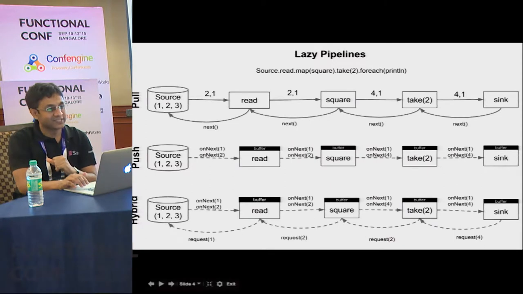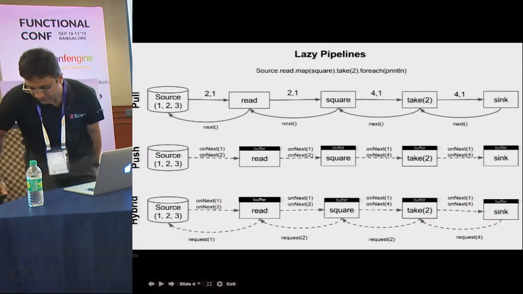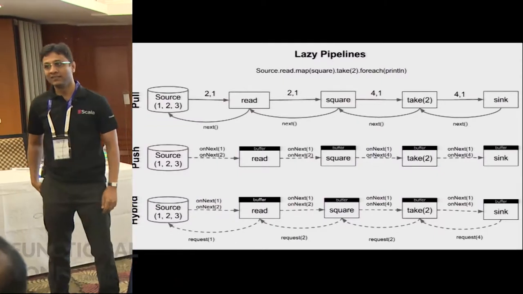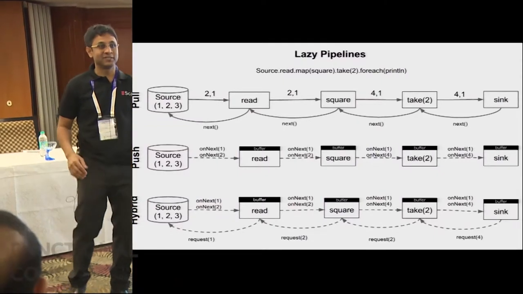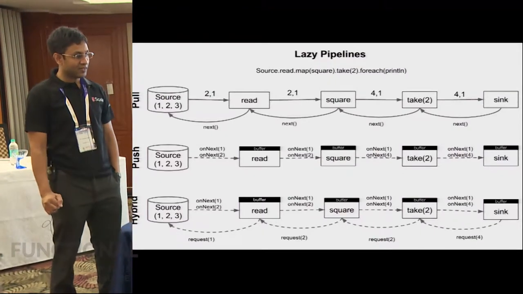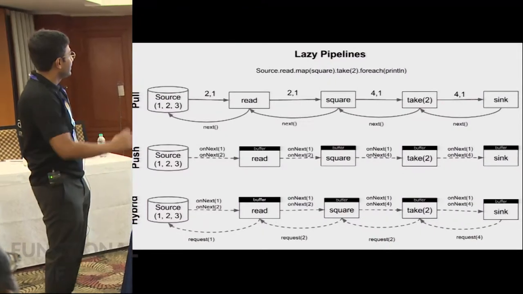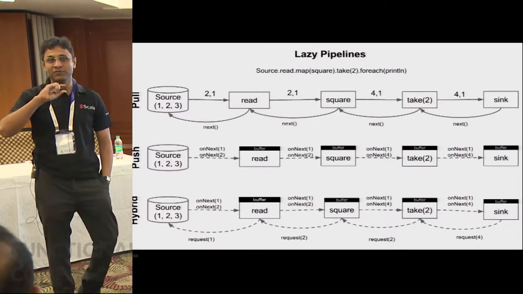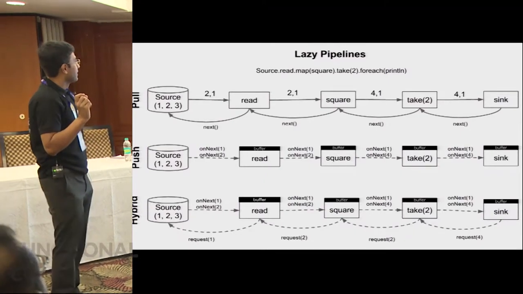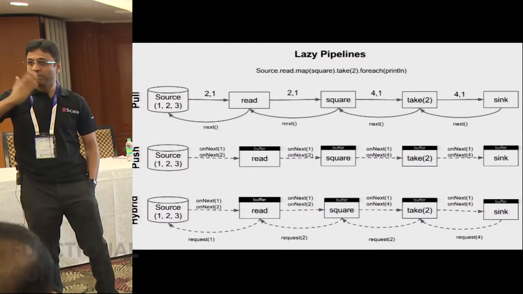Okay, cool. So let's start with lazy pipelines. Lazy pipelines are not default in Scala. They are available, but they are not the best practice. You don't default to them, but in other languages you do. So let's understand the simplest version of a lazy stream. It's a pull-based stream. You have the same source, and then you have a pipeline.